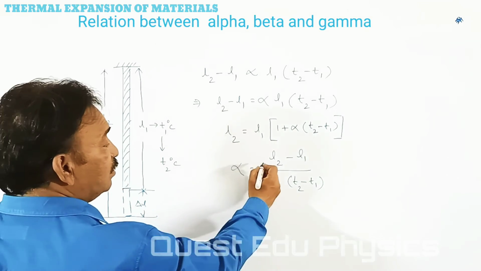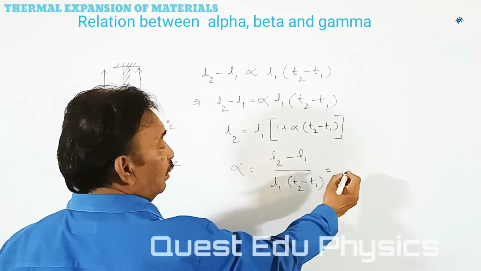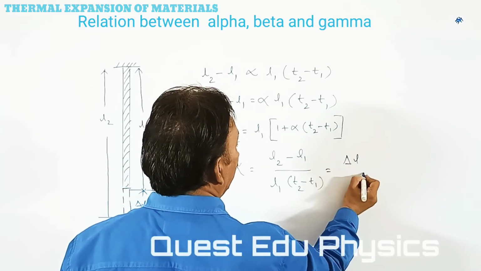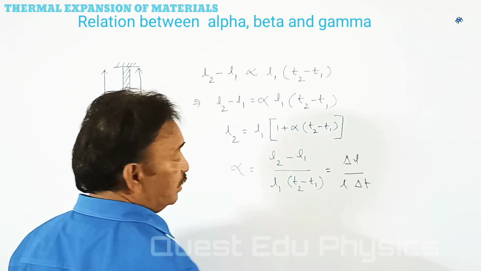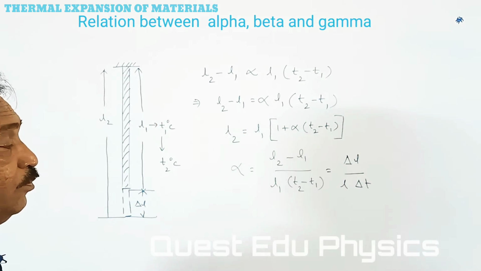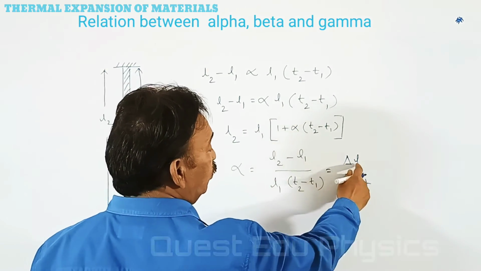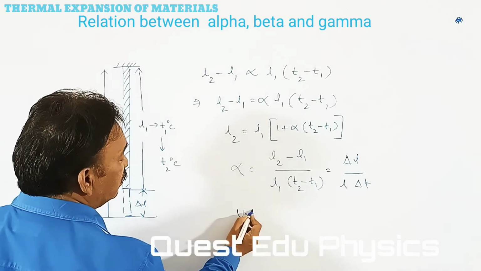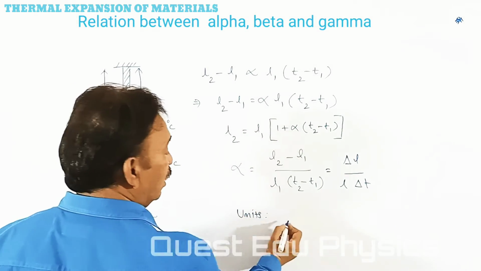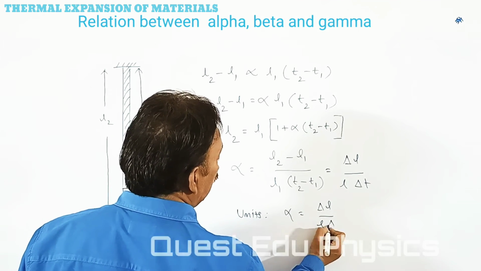Say, for example, the change in length is delta L, the initial length is L, and the change in temperature is delta T. It is the formula to get the linear expansion: alpha is equal to delta L by L into delta T. Then we can write the units of this. Students, alpha is equal to delta L by L into delta T.